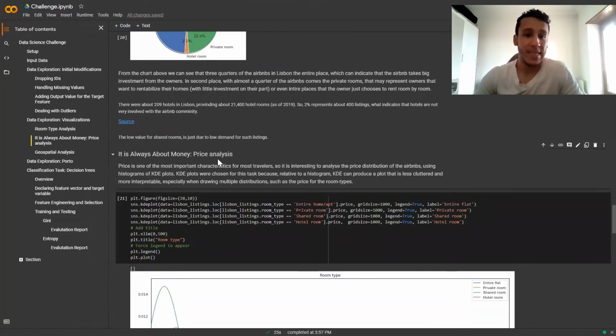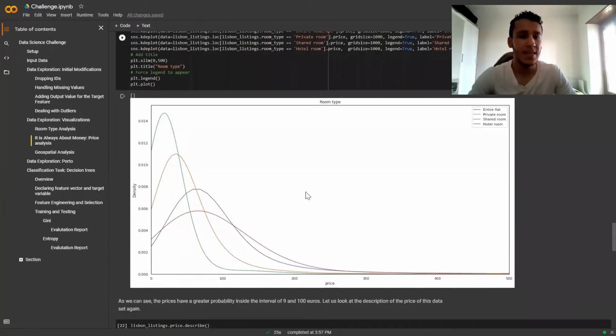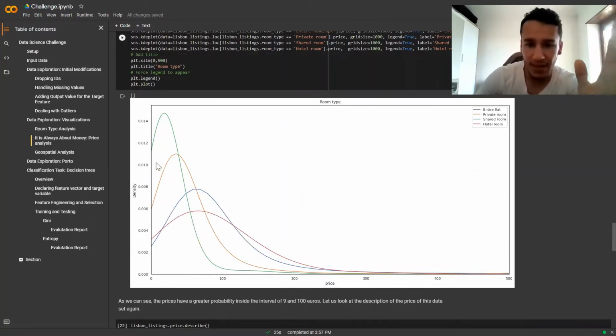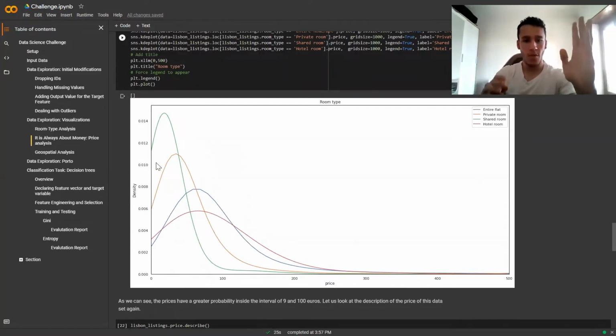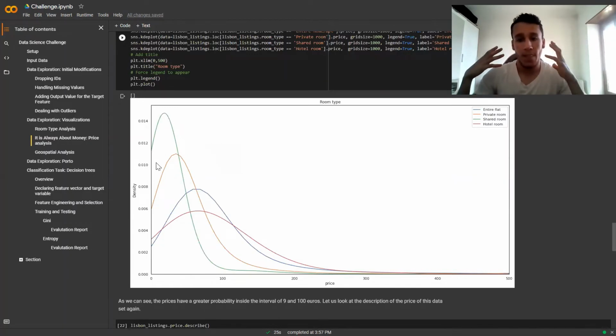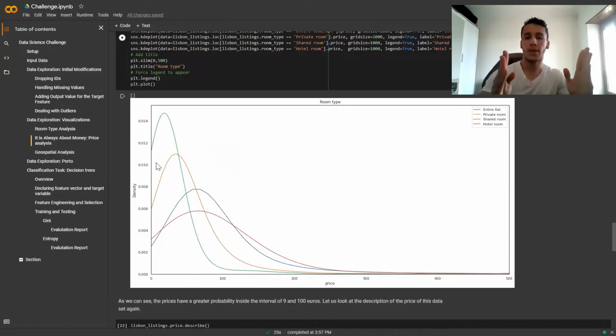In the price analysis, I just did a KDE here because it's a continuous version of a histogram. You can look at it like that. Here we have the likelihood of a listing of a certain type, and you can see that the price goes from 0 to 500. This is because, for better visualization, I just chopped the plot, so we can see where the biggest values reside.